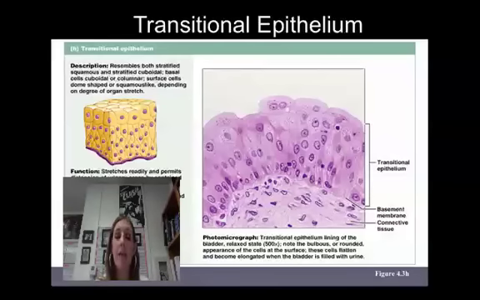And this particular type of epithelial tissue is what you find in organs that stretch. Things like your bladder, the uterus, the ureters, which feed down into that tube. They stretch out, and they need to have that ability to kind of move and grow. And that's the function of transitional epithelium.